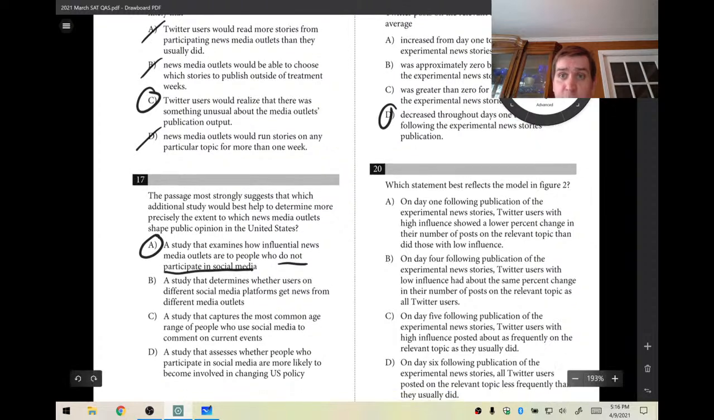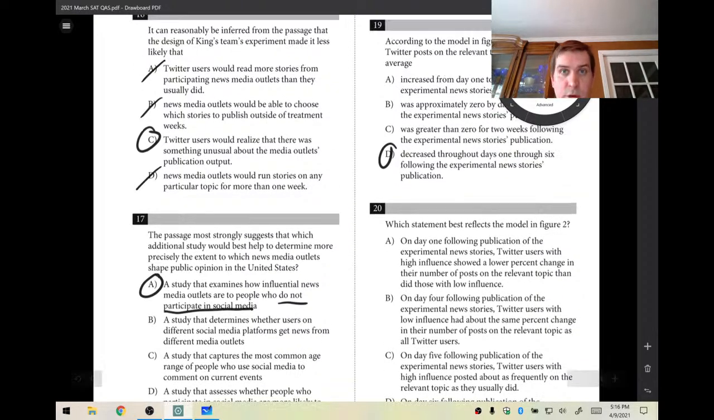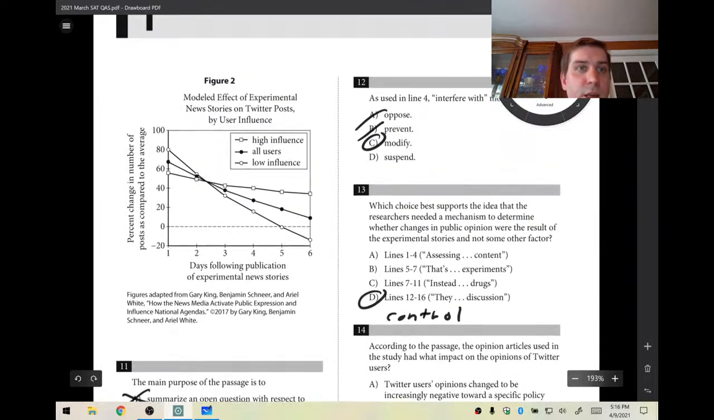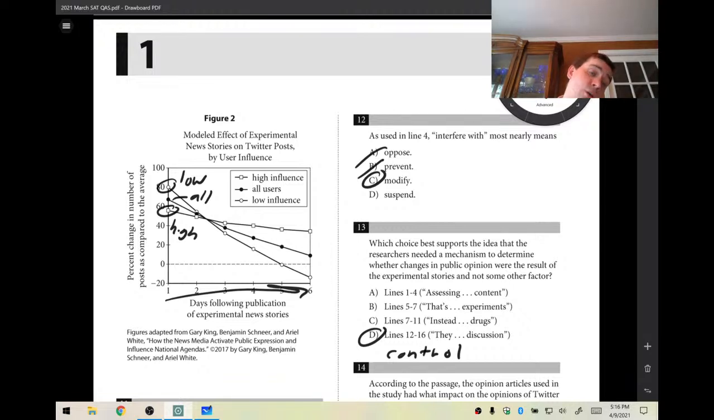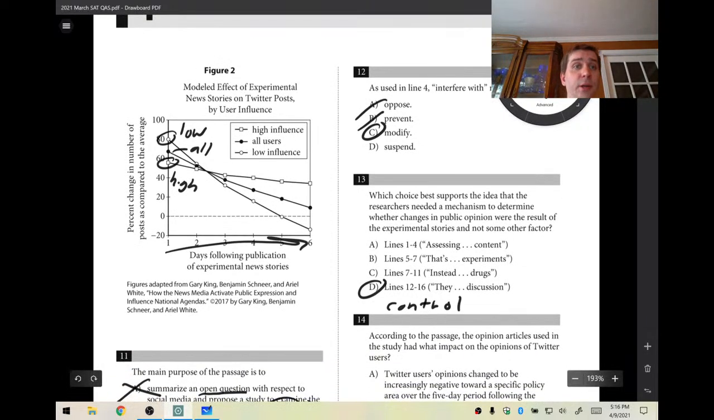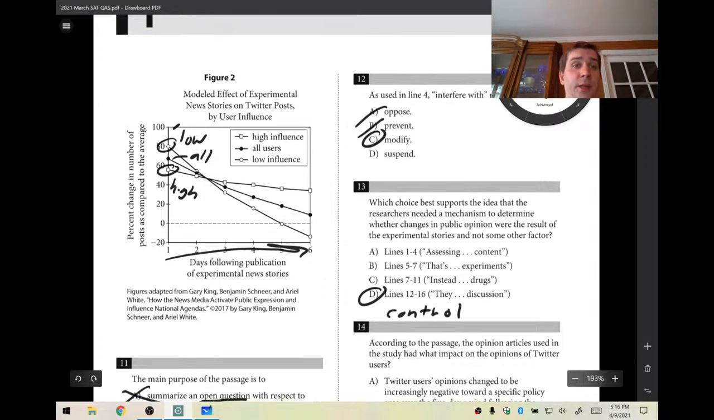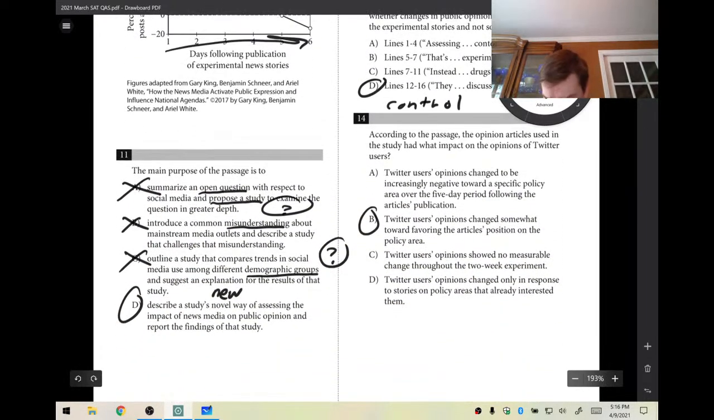20. Which statement best reflects the second model? The second model is a little different. So this model is a little interesting in that here we have the low influencers. That's a low one. That's an all influencer. And then this one is a high influencers. And then our x-axis is days following publication of experimental news stories. And our y-axis was percent change in number of posts as compared to the average. So I said the low was up here and the high was here. That's important. So let's look at that question.